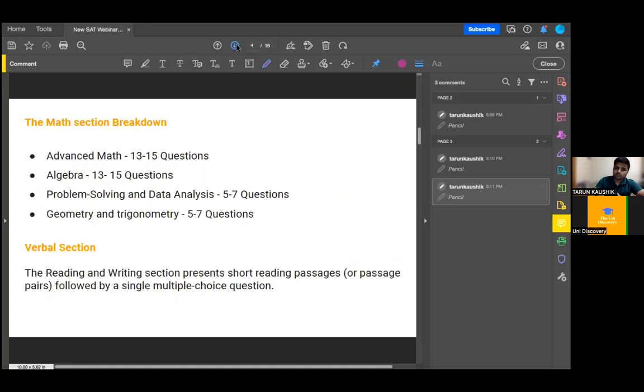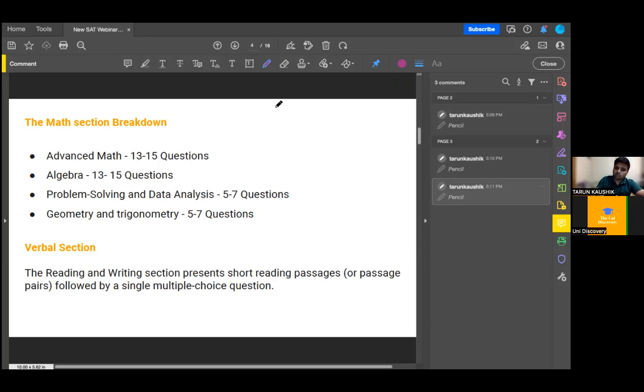Now, moving on, let's talk about the concepts or the parts in which the entire math section is divided. The entire math section is basically divided into four major categories. Advanced math, which will have around 13 to 15 questions. Then algebra, 13 to 15 questions. Problem solving and data analysis, where the question can be in the form of a chart or a pie graph, which has around 5 to 7 questions. And then geometry and trigonometry, which talks about lines, angles, area of figures, solid geometry, the formulas of sine theta, cos theta, etc.